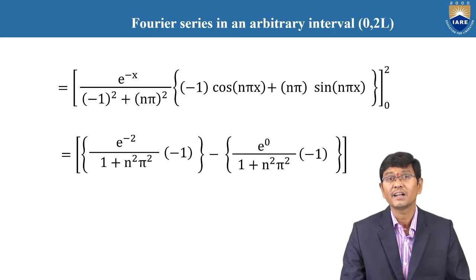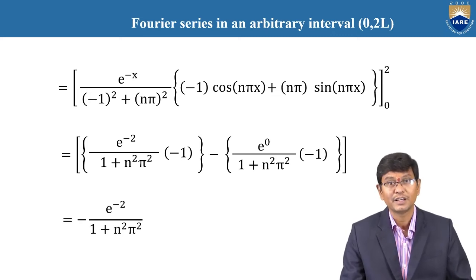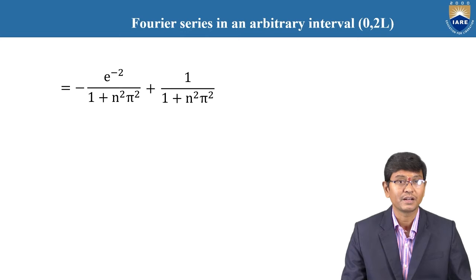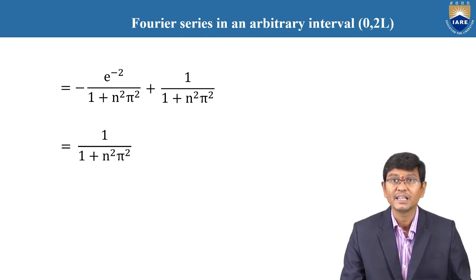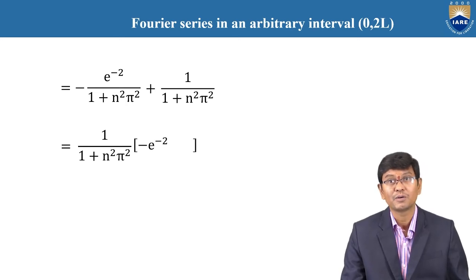Now after simplification, we obtain minus e^(-2)/(1 + n²π²) plus 1/(1 + n²π²). Taking the common factor outside, it is 1/(1 + n²π²) into (-e^(-2) + 1).